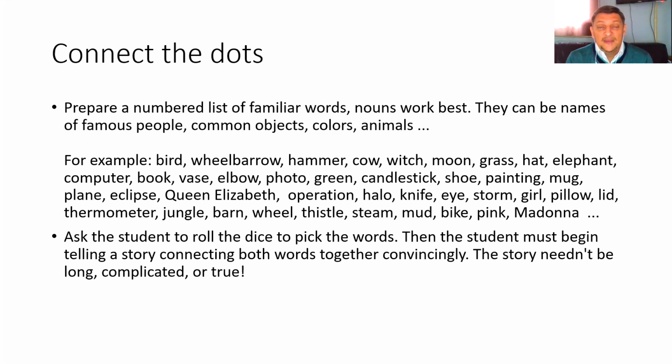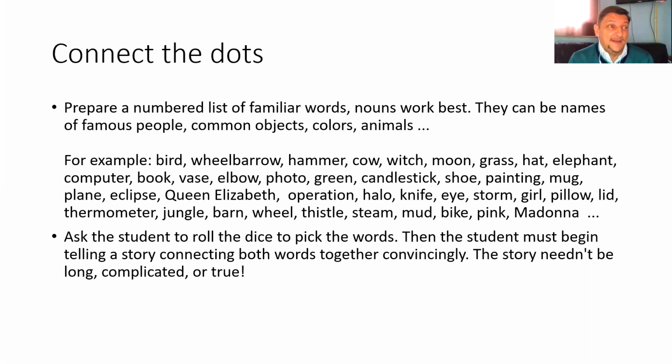telling a story, connecting all these words together convincingly, and convincingly is the key word here. And the story needn't be long, complicated, or even true. For example, yesterday when I was thinking about this kind of exercise, I thought that I had read a small article telling that Queen Elizabeth II abhors garlic, and she does not allow garlic to be used in her meals, and she doesn't like onions either. But she can eat some onions, but she doesn't eat garlic.